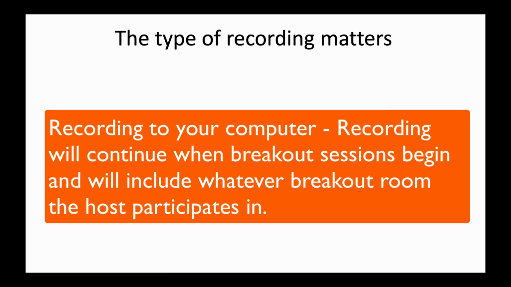Now, if you choose to record to your computer, then the recording follows wherever the host goes. So for instance, it will start recording the main session, and if you create breakout rooms, it will still record the main session. But if you go to a breakout room, it will follow you there and record. Like in the example before, I went first to Christie's breakout room, so it will record that time that I spent there. And then when I went to Ethan's breakout room, it will record that time. And then when I return to the main session, it's going to record that.